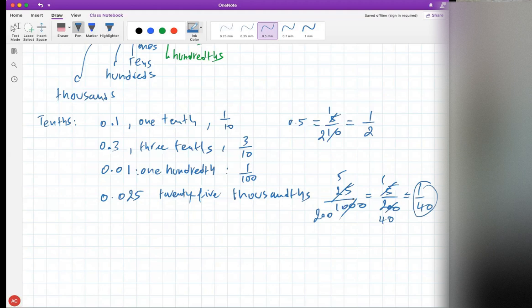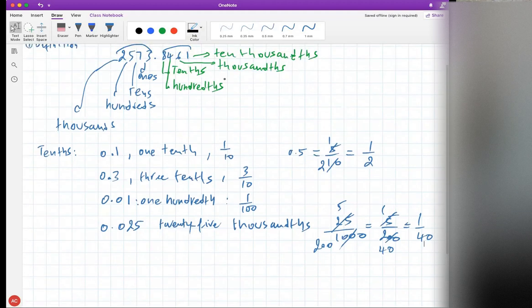So this is the lowest term. This is better than this fraction. So when you say 25 thousandths, it means 25 over 1,000, and the simpler form is 1 over 40. So once you turn a decimal into a fraction, you can easily reduce it if possible. We'll always reduce when possible.